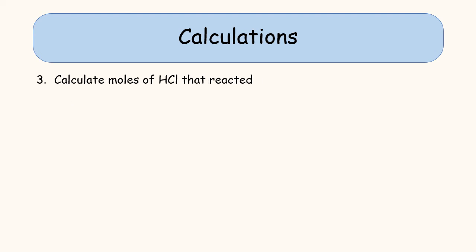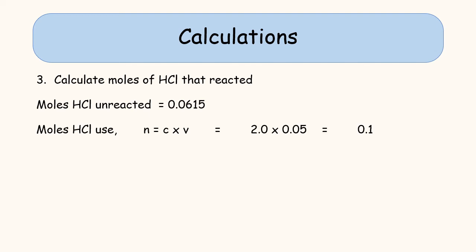Next step is work out how many moles of hydrochloric acid did react. So to do that, we need to use that value, the unreacted value, and also work out how much hydrochloric acid we actually used at the start. So it's going to be n equals C times V. We used 2 mole per litre acid and we used 50 cm³. So that gives us 0.1 moles was used. But there was 0.0615 unreacted, so if we subtract it, we know that the moles of hydrochloric acid that reacted must be 0.0385.